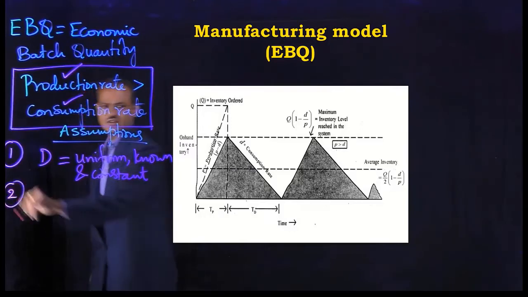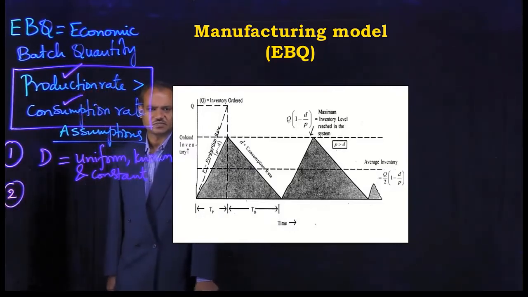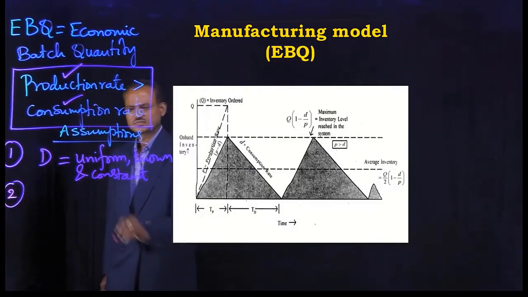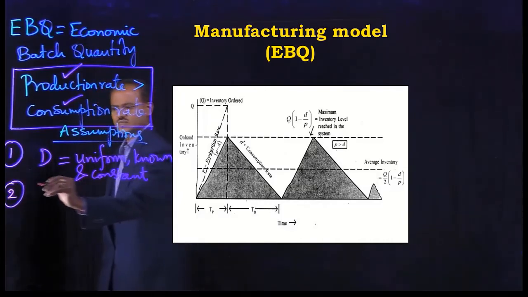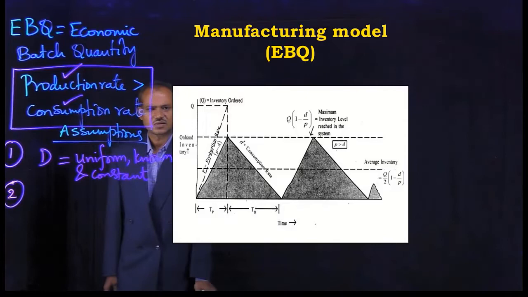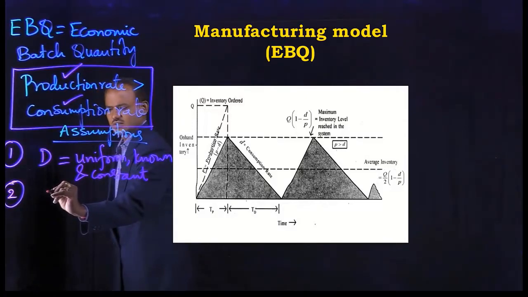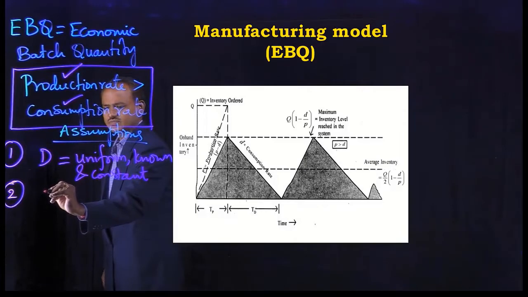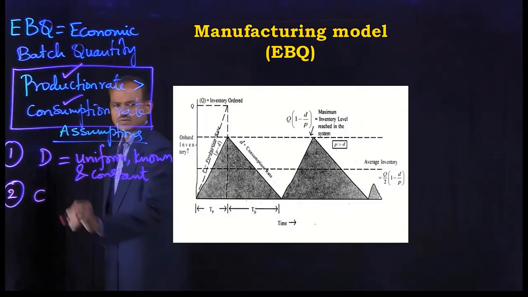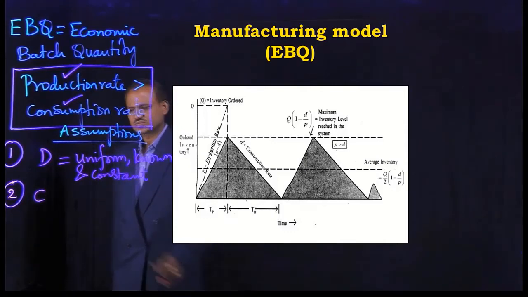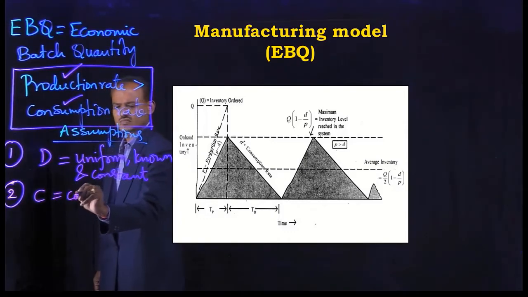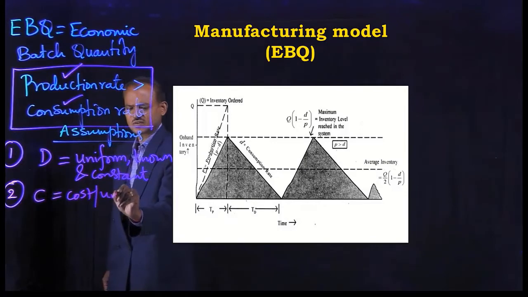Next, coming to the second assumption, cost per unit is the same. That means quantity discounts are not allowed. Cost per unit is the same.